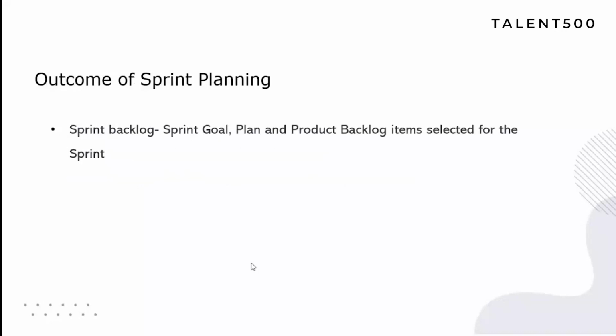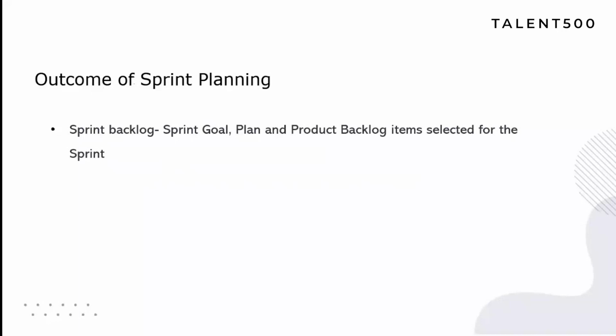Now let's come to the last part of it. Last but very, very important part of it. What is the outcome of the sprint? Remember that the outcome of the sprint planning is the sprint backlog. And what does the sprint backlog consist of? Sprint backlog consists of a sprint goal, a plan, and product backlog items selected for the sprint. As I mentioned, Scrum does not talk about user stories. It says product backlog items selected for that sprint. Now let's talk about those things in detail.